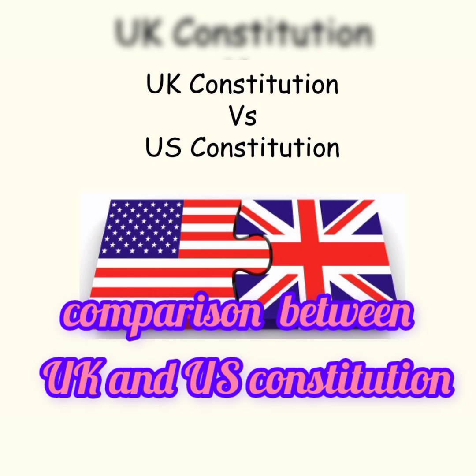7. Bill of Rights. The U.S. Constitution includes a Bill of Rights, which is the first 10 amendments and guarantees certain individual rights and liberties. The UK does not have a codified Bill of Rights. Instead, it relies on various statutes, common law, and the European Convention on Human Rights to protect individual rights.